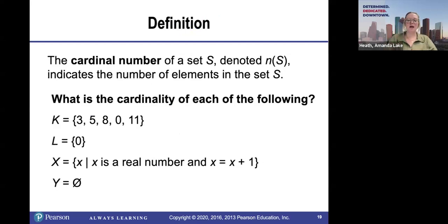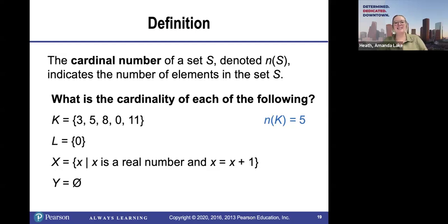All right, so moving on to another set of definitions for sets, we have cardinal numbers, or cardinality, which is what we use to describe the number of elements in a set. So n(S) in parentheses tells us the cardinal number of a set S, or the number of elements in that set. So we can figure out the cardinality of each of these sets. So K is the set of 3, 5, 8, 0, 11. So that's 5 elements. So the cardinality of the set K is 5.